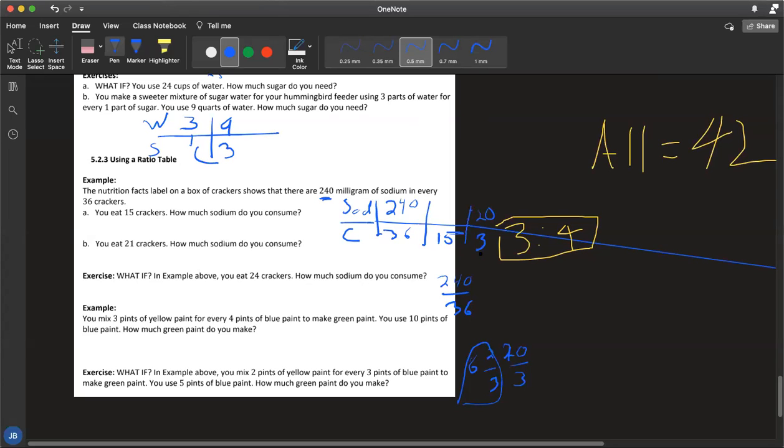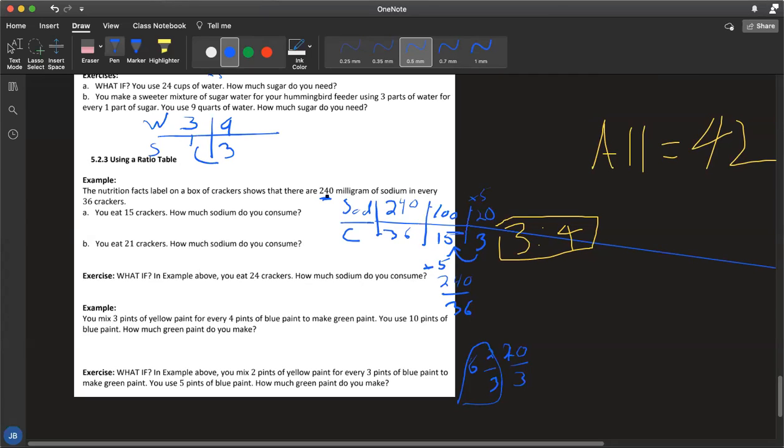So now we have something that we can multiply to get 15. So just like Jerry said, now we'll do times 5. 20 times 5 is 100 milligrams of sodium in every 36 crackers. Oh, whoops, in every 15 crackers. Sorry. Does that make sense for everybody? Good job, Jerry. Thanks for walking us through it.